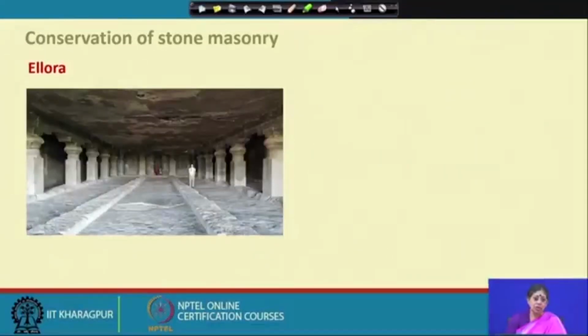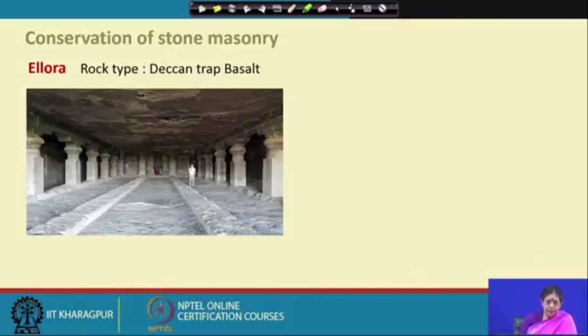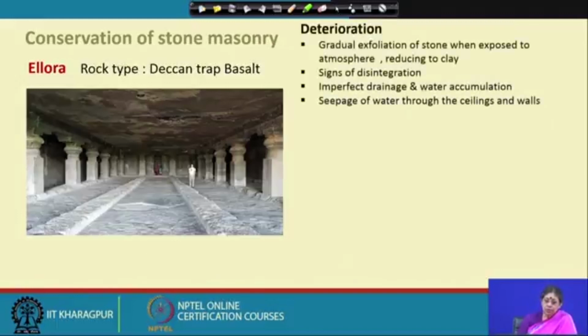Let us talk about Ellora. Ajanta and Ellora are again rock cut structures, and they have almost a similar problem, but somewhere it is also very different. Let us see what the rock type is. The rock type is Deccan trap basalt, a different type of rock, and the type of deterioration which happens is a gradual exfoliation of stone when exposed to the atmosphere, which is very different from the one we have seen in the elephant caves, and reducing to clay is one of the major problems.